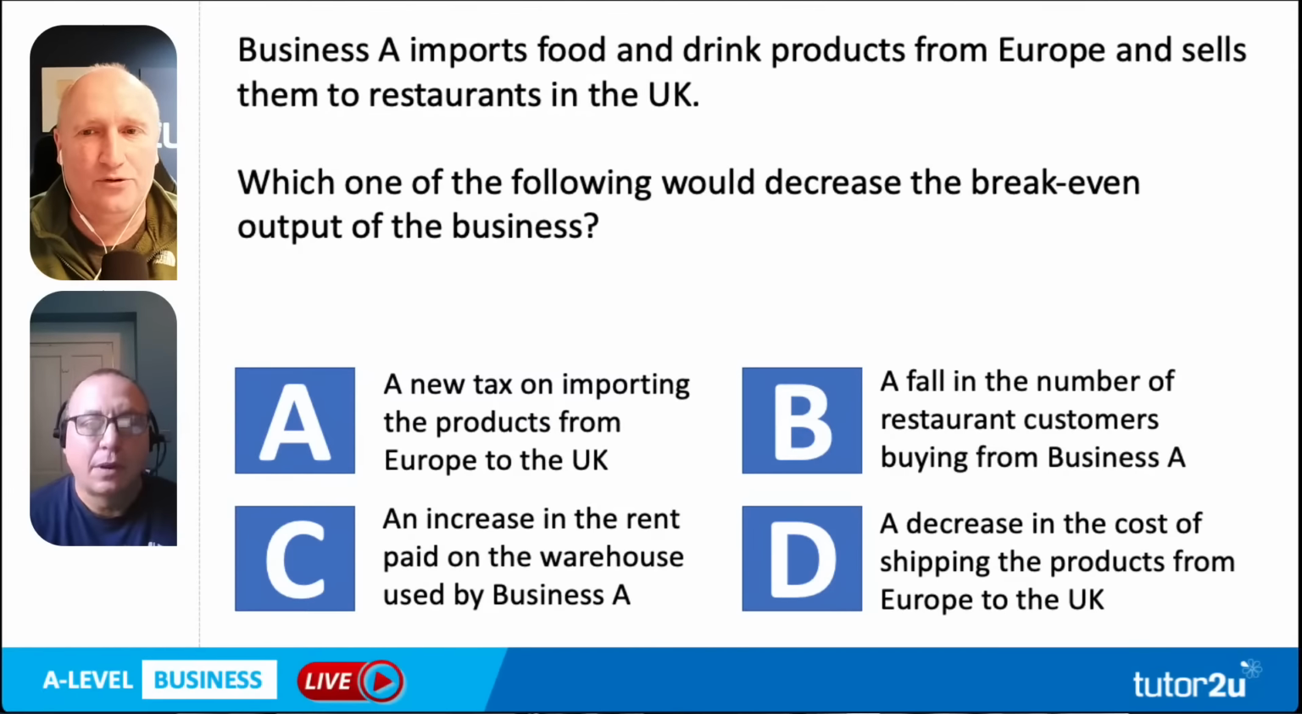Which of the following would decrease the break-even output of the business? So 4 situations there. Is it A, a new tax on importing the products from Europe to the UK? Could it be B, a fall in the number of restaurant customers buying from business A? C, an increase in the rent paid on the warehouse used by business A? Or could it be D, a decrease in the cost of shipping the products from Europe to the UK?